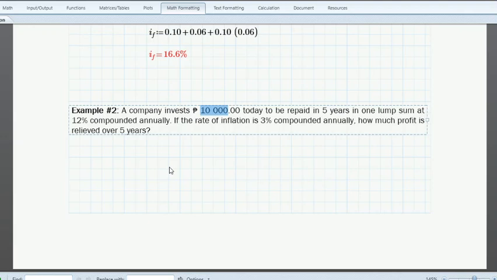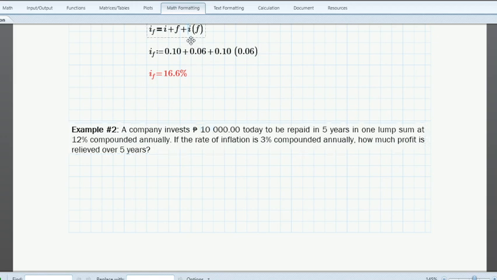Tama? Yung F natin. But before getting the value of the future, we need the interest. So, kunin muna natin yung interest rate ng pera natin. So, we can use the formula of the inflation-adjusted rate. We have here, the inflation-adjusted rate is 12%. So, we have 0.12.